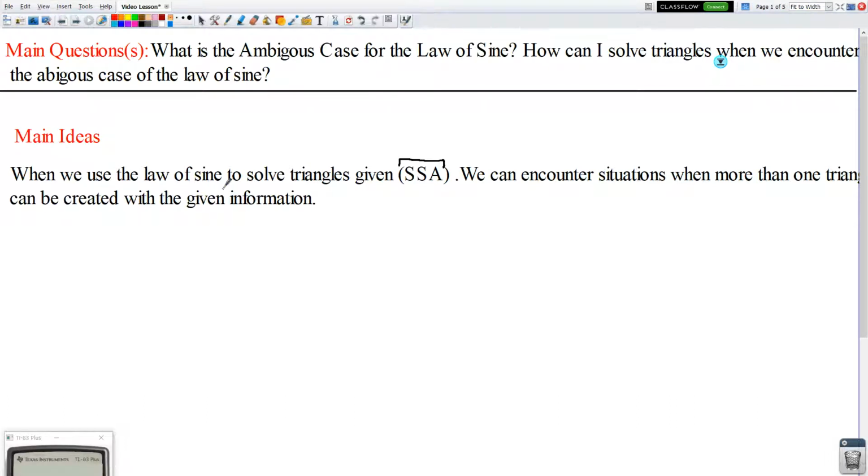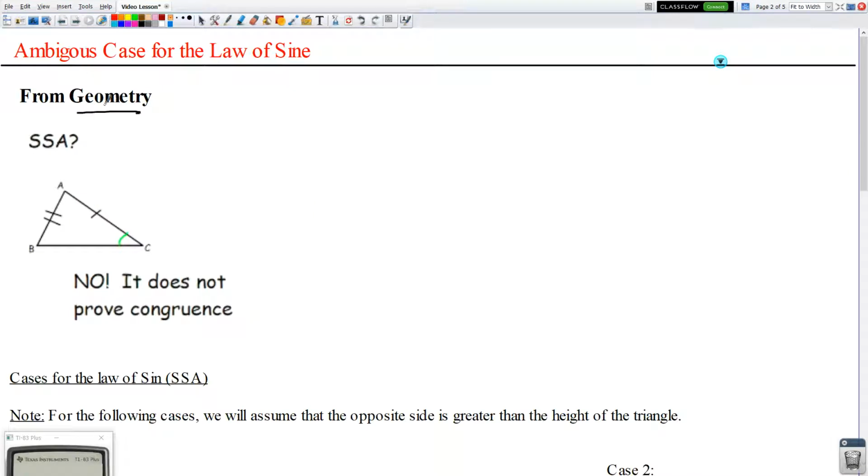There are times where you've been given information about a triangle, and if that information is given in the form of side-side angle, then there are times where we might encounter two different triangles that we can create given the same piece of information from the problem. Now, why is it that we can find two different triangles with the same information? Well, we've got to think back about geometry.